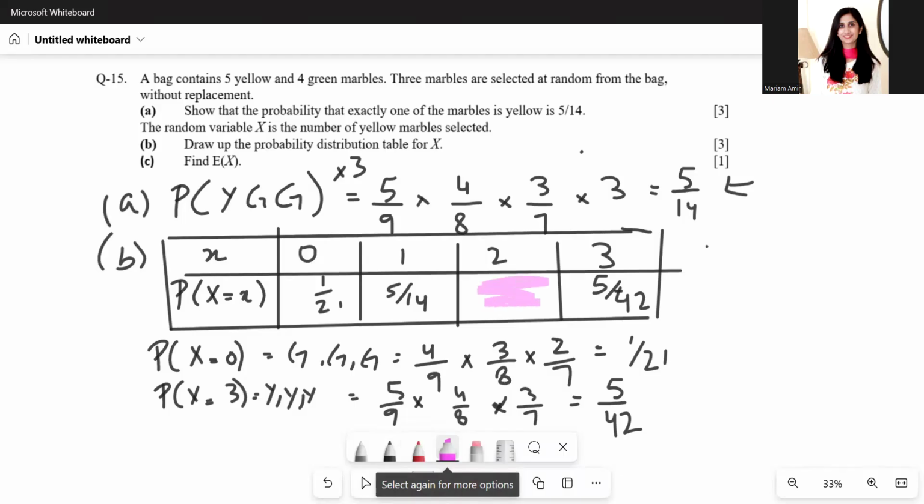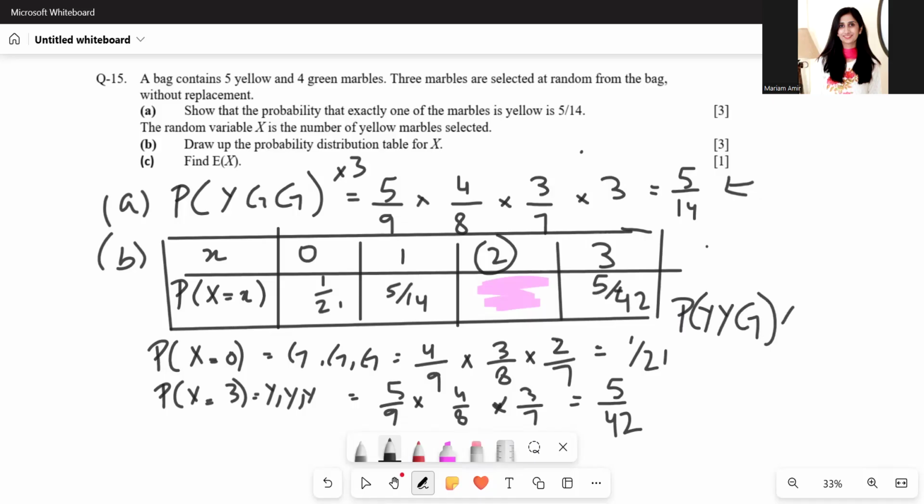For this last probability, what you can just do is add all the other probabilities and then subtract the result from 1. That is the easiest approach to go by. However, I'm going to show you how you would find this from scratch. Okay, so we have to find the probability that we get 2 yellow marbles. So that would be probability of getting a yellow and then a yellow and then a green, and we will multiply that with 3 because that could also be yellow, green, yellow, or green, yellow, yellow.